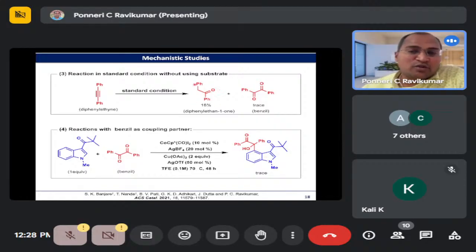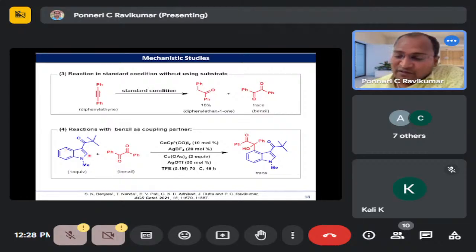Then we decided to use this monoketone instead of diketone in this place. Again, we did not get the product. So what it tells is that only diphenylacetylene is reacting and something else is happening in the reaction medium. We were not knowing what is happening at that particular point of time.